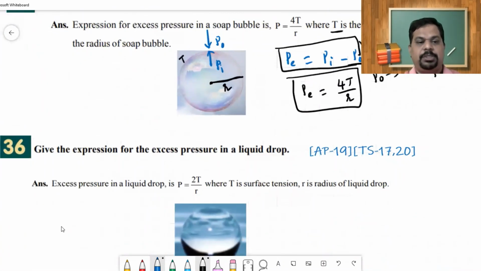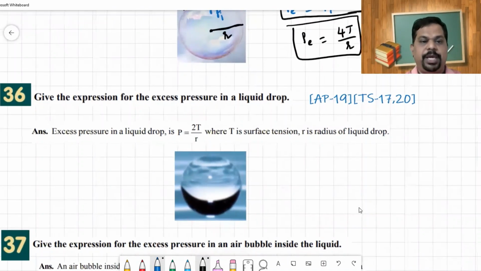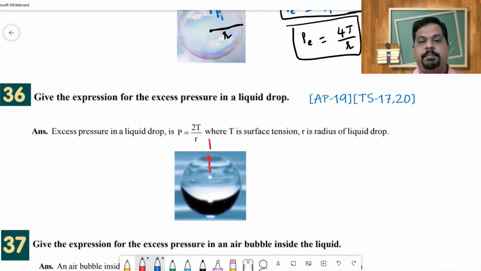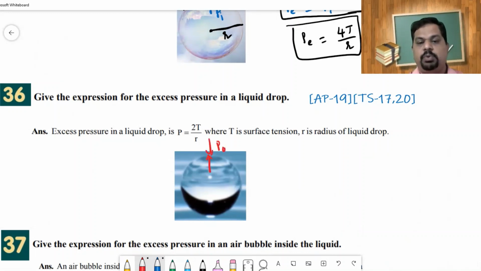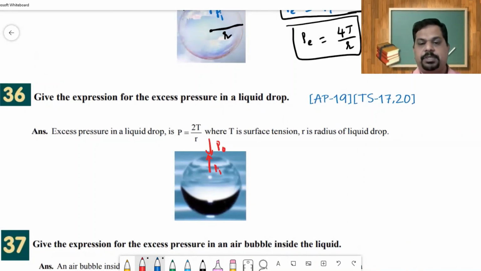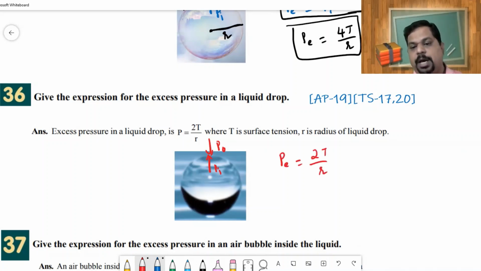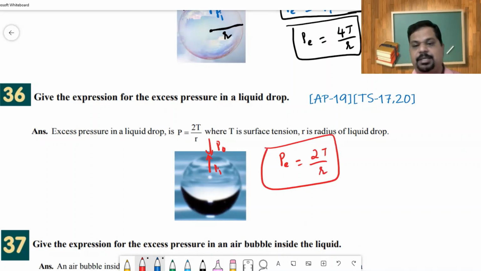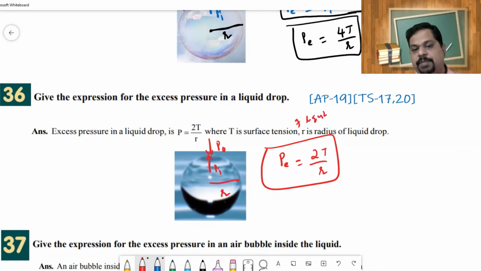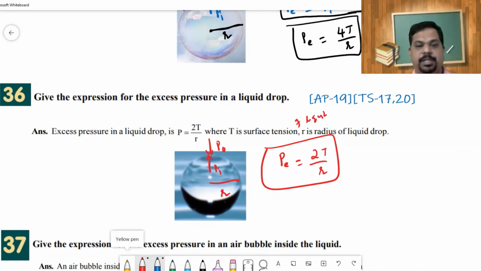Right, let's go to the next question. Give the expression for the excess pressure in a liquid drop. The same logic goes. So for a liquid drop also, there will be some pressure, one because of outside, another one inside. Because of the surface, the two pressures will be created. So for this one, remember it is 2T by R. Again, T is the surface tension of liquid, and R is the radius of the liquid drop. So it is better if you mention in that way.